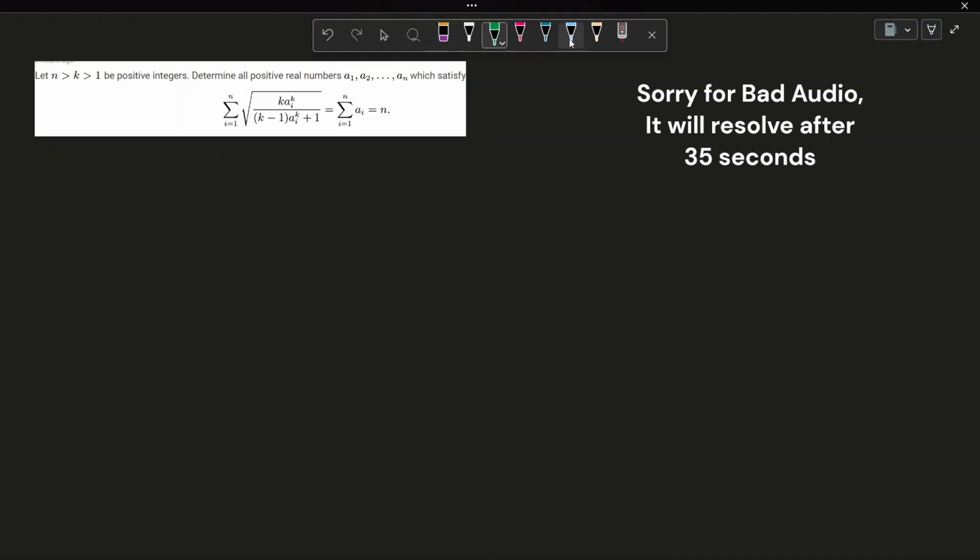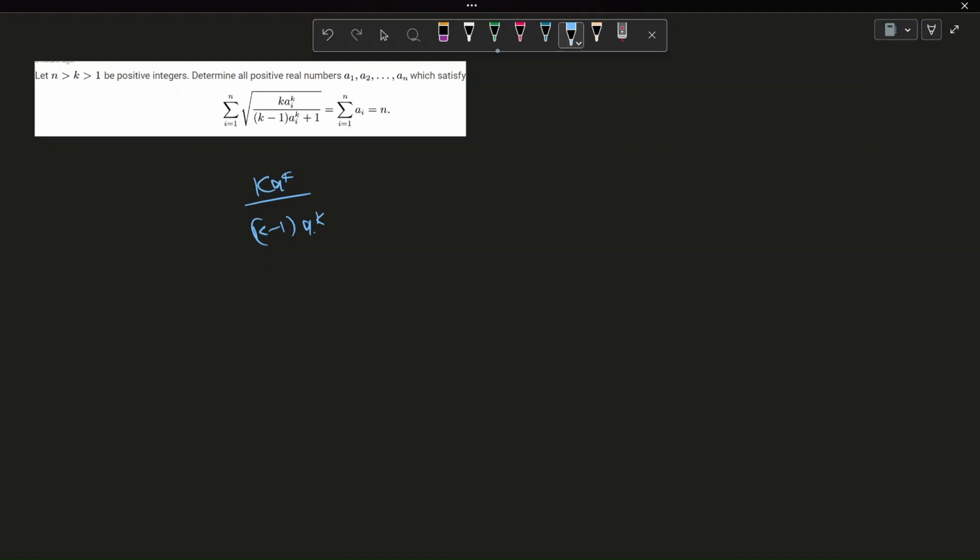So the term is k to the power k upon k minus 1 a to the power k. Let's also ignore this i subscript to make it easier. So let's try to focus our entire attention on this. Okay, so this can be written as k upon, we divide a to the power k both sides, k minus 1 plus 1 upon a to the power k.